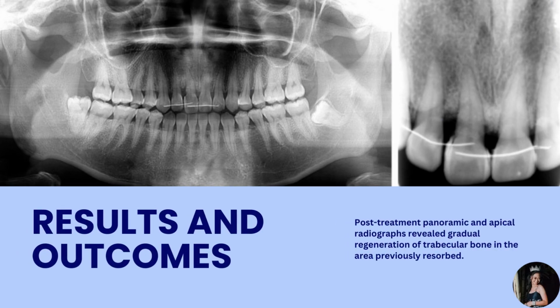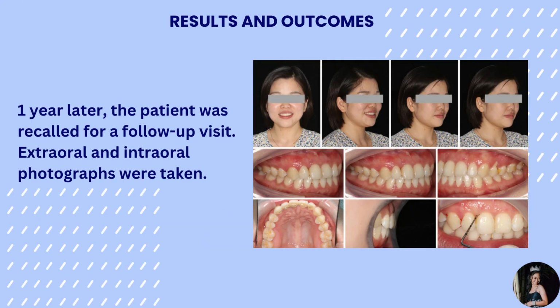These post-treatment panoramic and apical radiographs show evidence of trabecular bone regeneration 43 months after periodontal surgery and 2 months following the second orthodontic treatment. The patient's alveolar bone height was restored and has remained stable since then. The patient was instructed for a follow-up visit a year later.